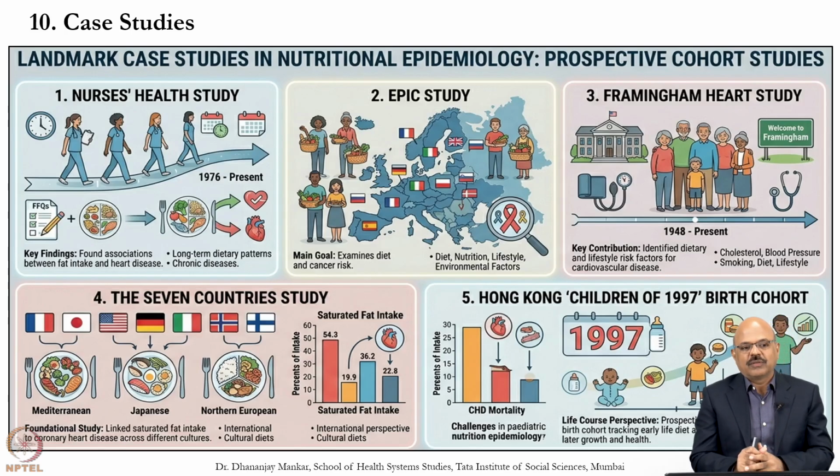Again, the Seven Countries Study is more about defining and understanding different dietary patterns: Mediterranean food, Japanese food, DASH food, Northeastern European food, Asian food. The foundational study linked saturated fat intake to coronary heart disease across different cultures. Particularly, the study concentrates on three diet patterns: Mediterranean, Japanese and North European. There are many other diet patterns also.